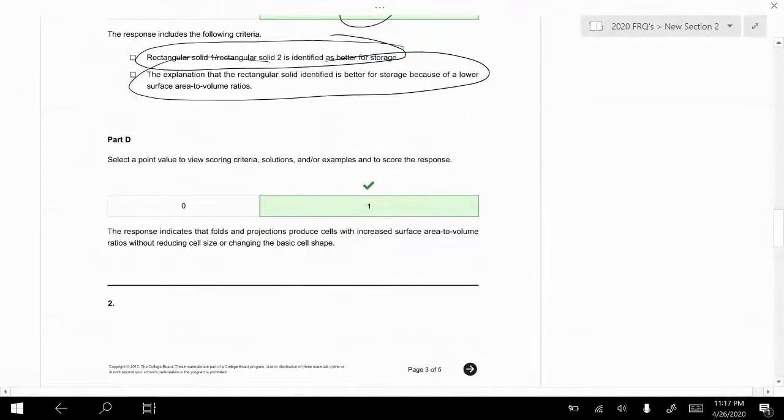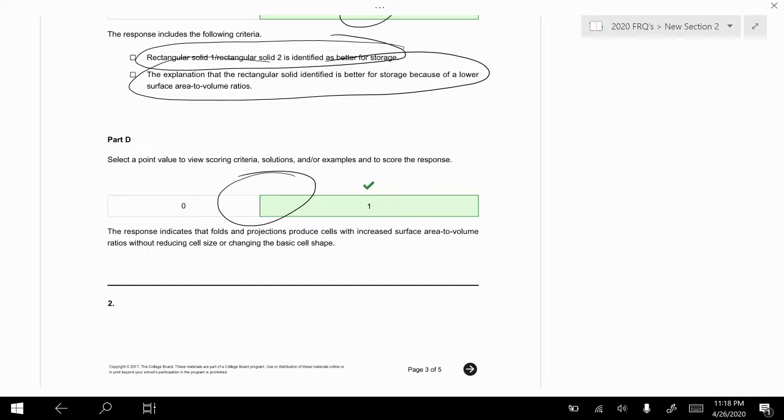So it does not increase surface area to volume ratios without reducing the cell size or changing the basic cell shape. You know what, this one I'm not sure. Like I feel I have it, but what we would do is on the error of caution say, you're not going to get that. So this is kind of realistic. Like, let's see if you guys made sure, like, I think I made a mistake there not putting in the ratio. But basically that's what the folds do, is increase the surface area.